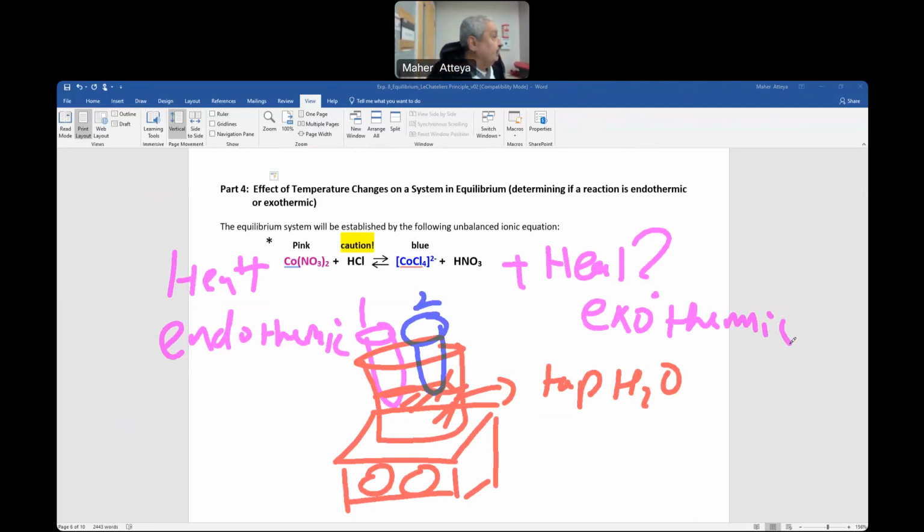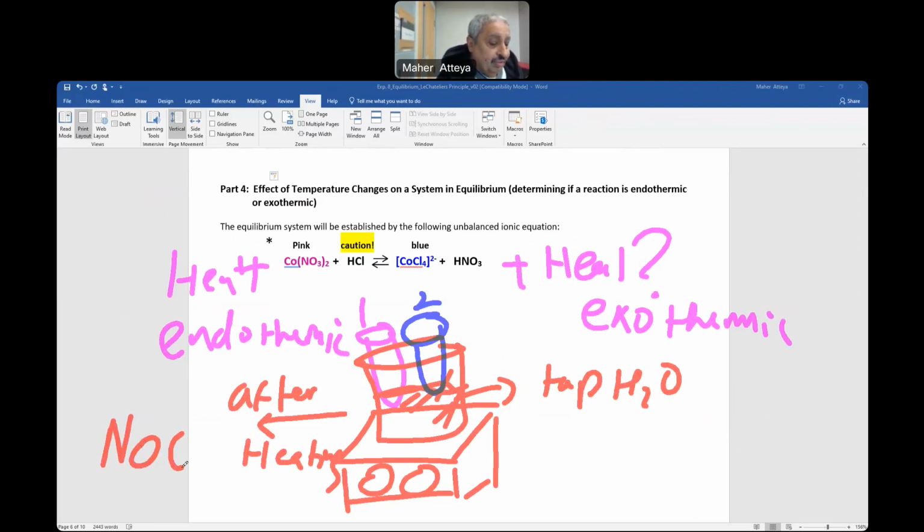Now, when you heat the blue solution and the pink solution, there will be no change. After heating, you will see no change. What does it tell you? After heating, no change. Where will the heat be?